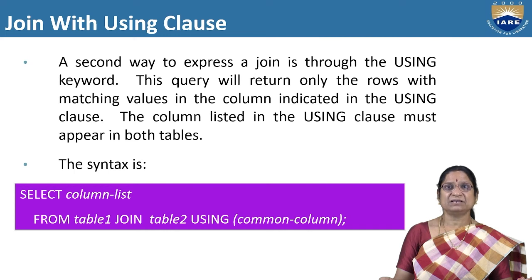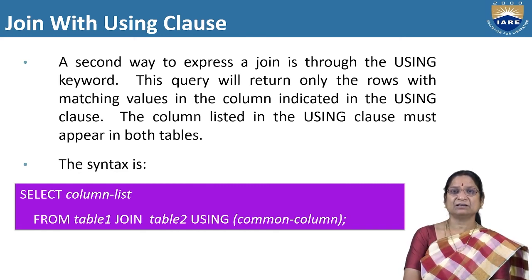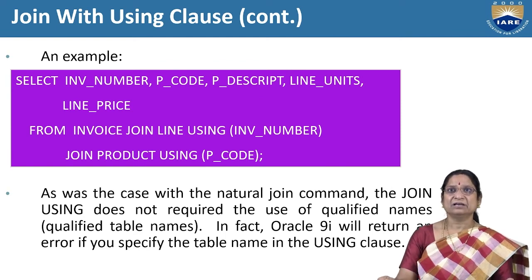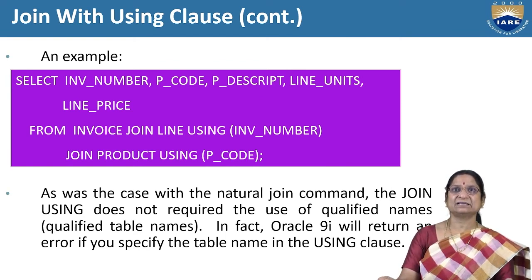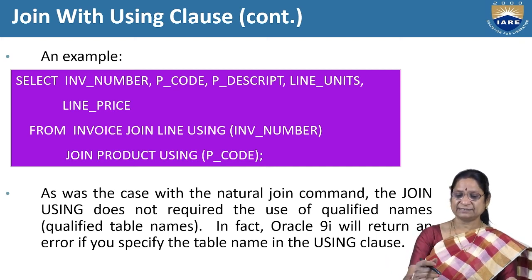So join by using another clause, we will call it the USING clause. Select column list from table, join table 2 using common column. We will give the conditions actually. That is, USING and ON both can be considered. Join with USING clause is like this. Select the list of attributes which we want to get as an output, from two tables, invoice as well as line, using invoice join line. Two tables we are joining using invoice number. What is this invoice number? It is a common attribute.